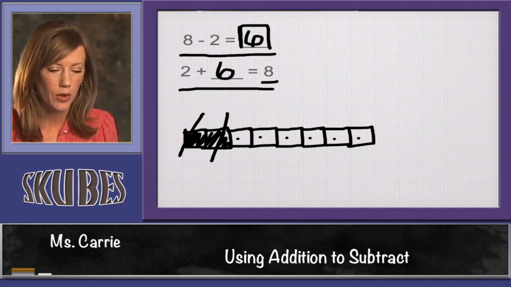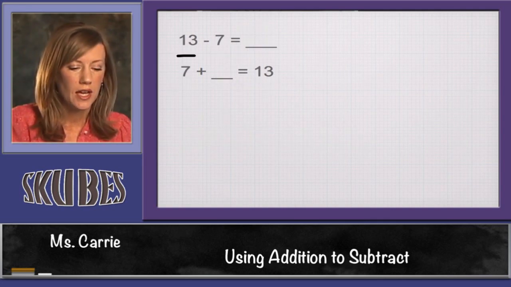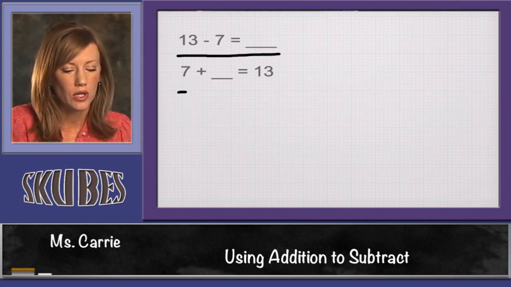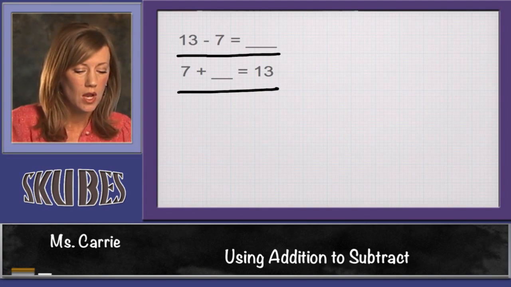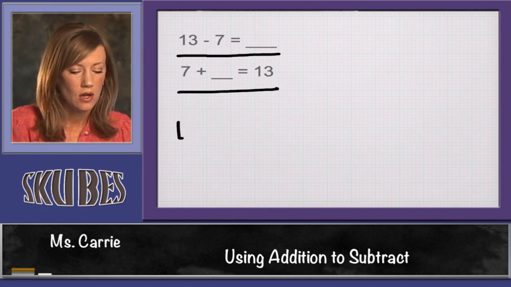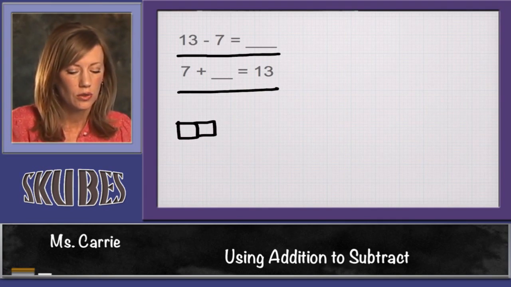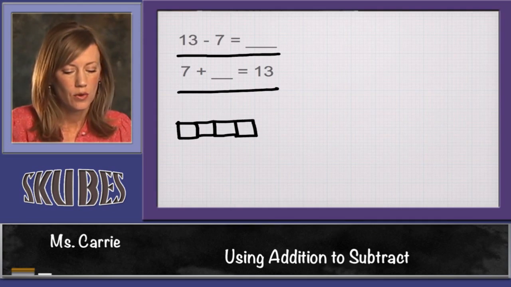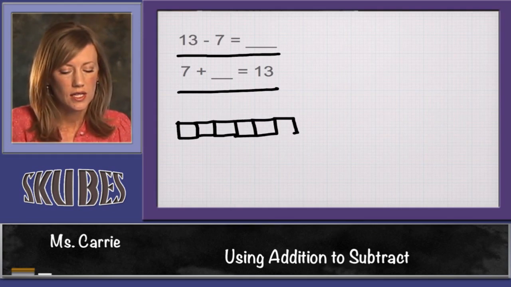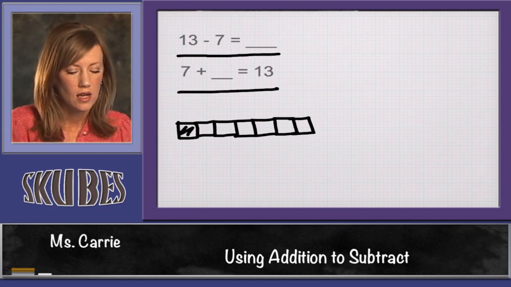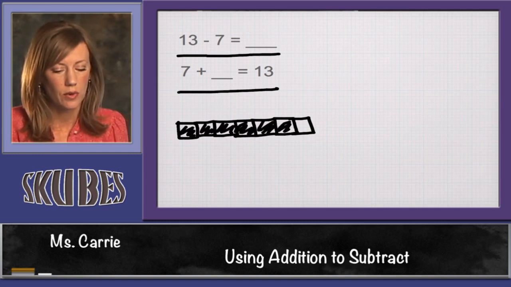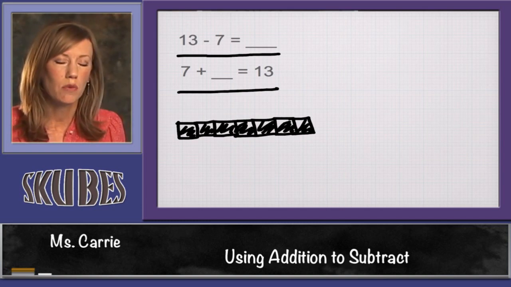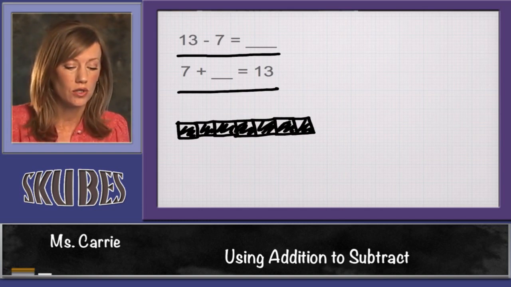Let's try another example. We have 13 minus 7 up here, and remember, we're going to do the addition problem first to find out the answer to the subtraction problem. So we started with 7, 1, 2, 3, 4, 5, 6, 7, and I'm going to color those in so we know that these are the blocks that we started with. Now let's see how many more we have to add on to get to 13.